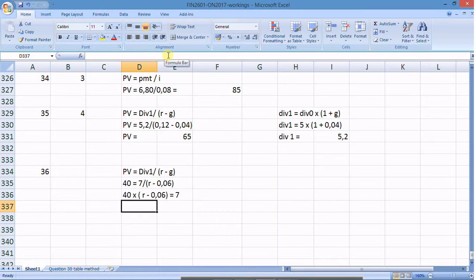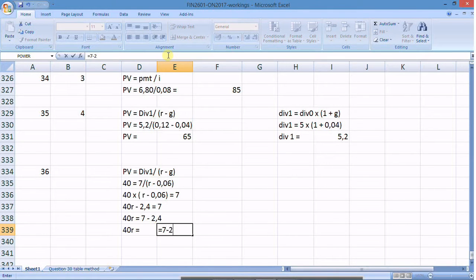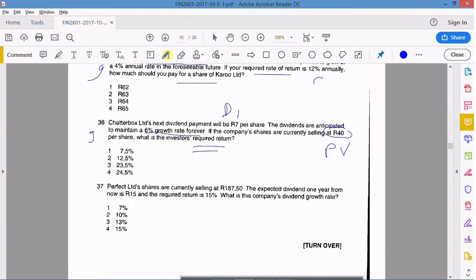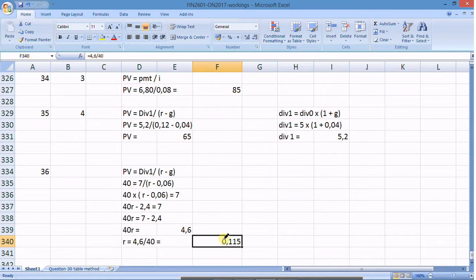Do you agree? So that's 40R minus 40 times 0.06 is 2.4, equals 7. Take the 2.4 across, so 40R equals 7 minus 2.4, 4.6. So R equals 4.6 divided by 40, 11.5%. Not there, hey? I don't know how, but I got that.